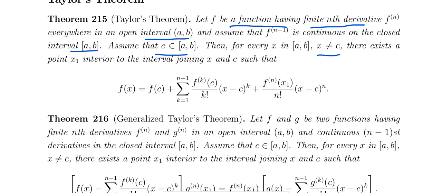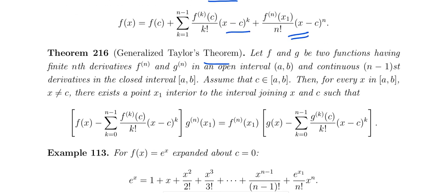There exists a point x1 interior to the interval joining x and c such that f of x equals f of c plus the summation for k equal to 1 to n minus 1 of f kth derivative at c divided by k factorial times (x minus c) whole power k, plus the nth derivative at the point x1 divided by n factorial times (x minus c) whole power n. Okay, this is called the generalized Taylor's theorem.